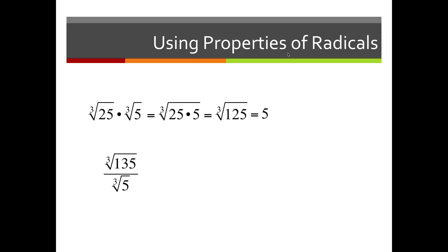Similarly with our two radicals in the fraction down below, I have the cubed root of 135 over the cubed root of 5. Again, neither one can be taken cubed root of, but if I combine them and take 135 divided by 5, I end up with 27. So the cubed root of 27 is now 3.